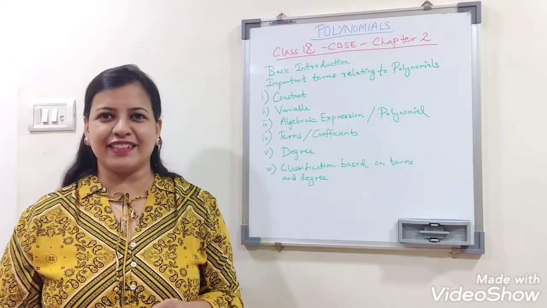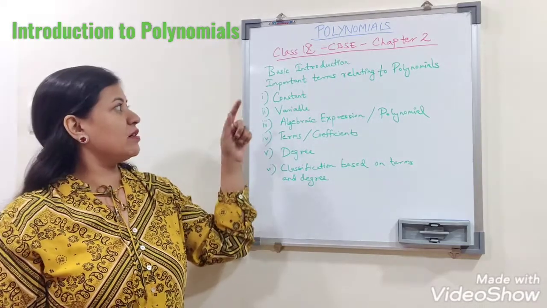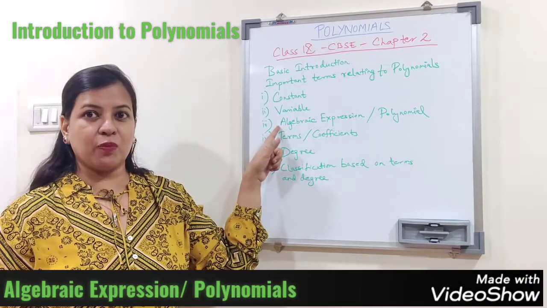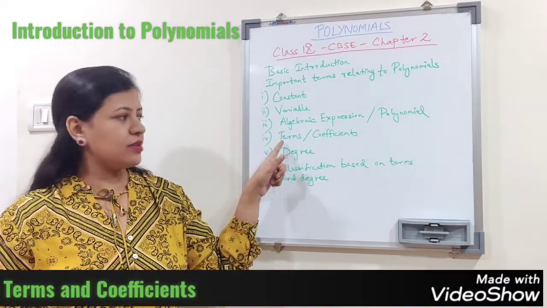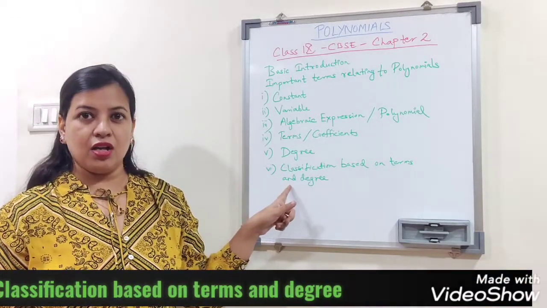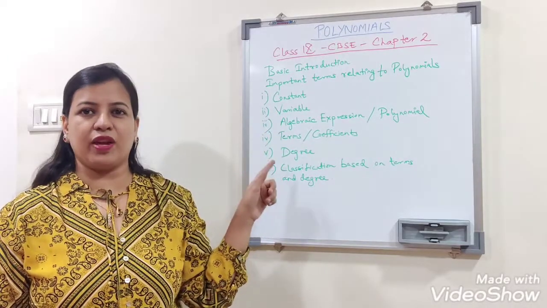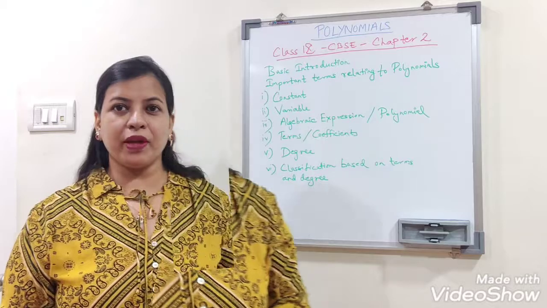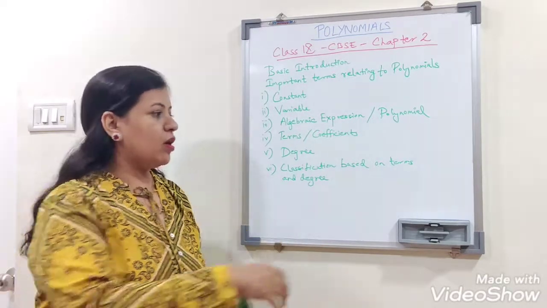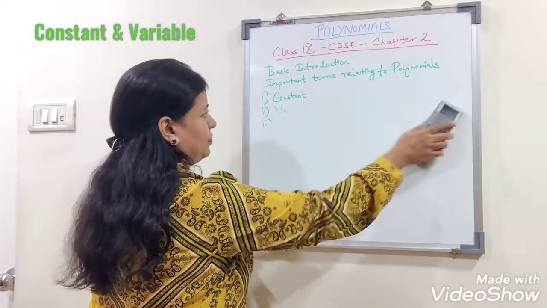Let's get started. When we start with the chapter polynomials, we come across many terms like constant, variable, algebraic expression of polynomial, terms or coefficients, degree, classification based on terms and degree. So we are going to discuss all these elements elaborately in this video, right? Now before we begin with the topic polynomials, let me give you an everyday example wherein you come across the terms constant and variable, right?